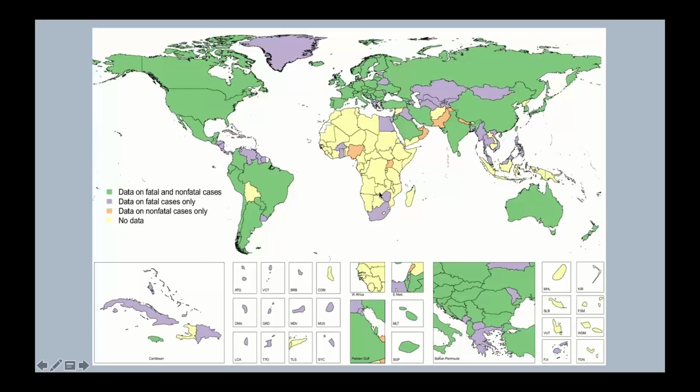This map shows the data availability across the world. The green countries or regions are the areas where there is data on both fatal and non-fatal cases. The purple is where there is data only on fatal cases, so really only mortality data. The orange is data on only non-fatal cases, so they only have data on things like prevalence and incidence. And the yellow is where you can see that there's really no raw data, or limited raw data to be pulled for evaluation in the GBD study. This really includes most of Africa and a lot of Southeast Asia as well.